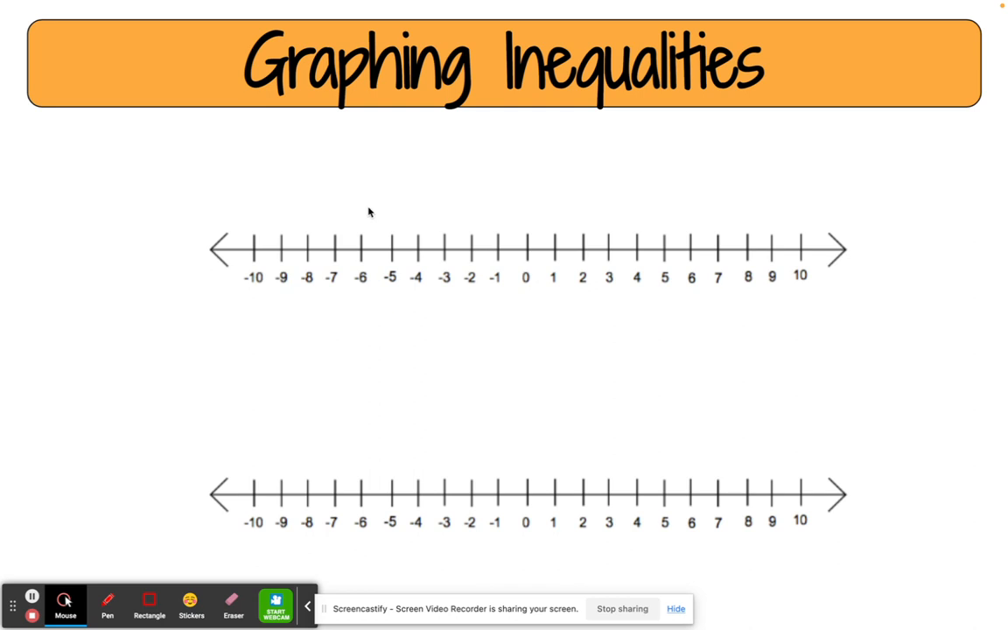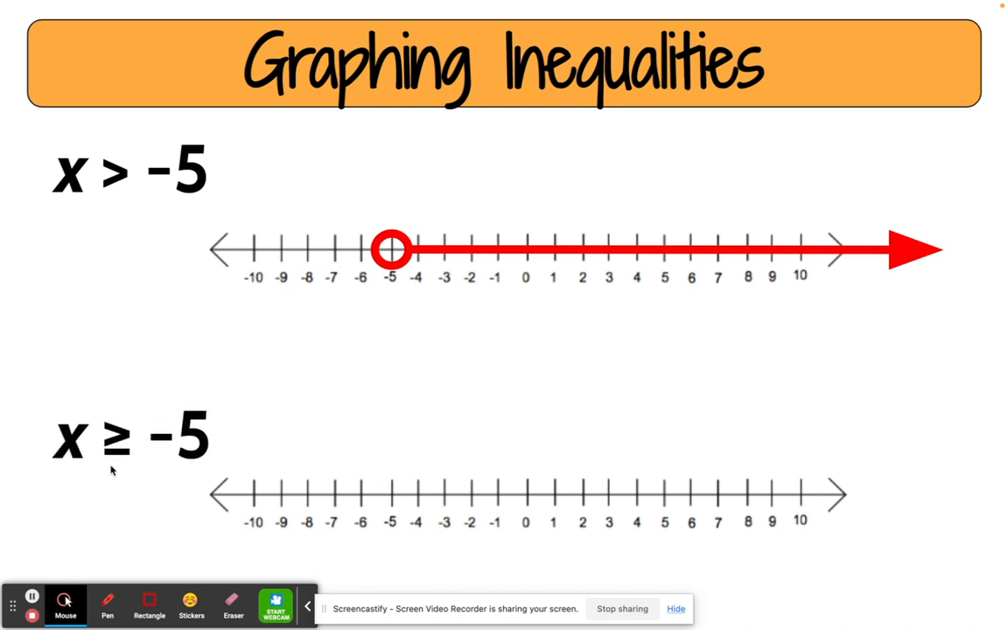Okay, let's take a look at a couple more. X is greater than negative 5. Well, that's going to be all these numbers over here. So it does not include negative 5 because negative 5 is not bigger than negative 5. But all of these numbers are, including even negative 4.9. X is greater than or equal to negative 5. In this case, I want to include that negative 5. And it's all numbers to the right of it, all numbers greater than or equal to negative 5.